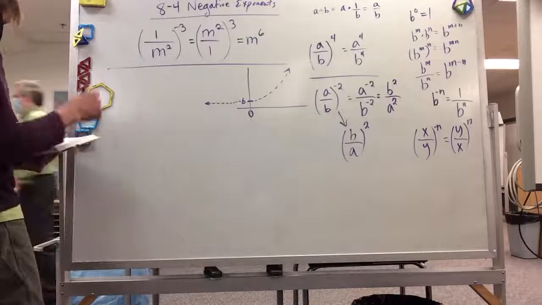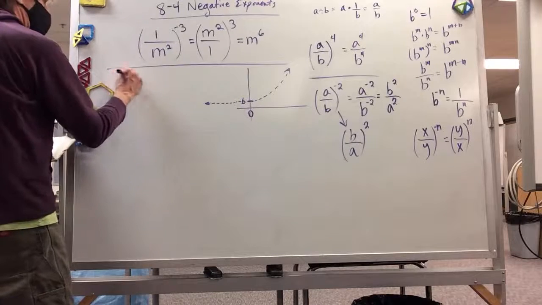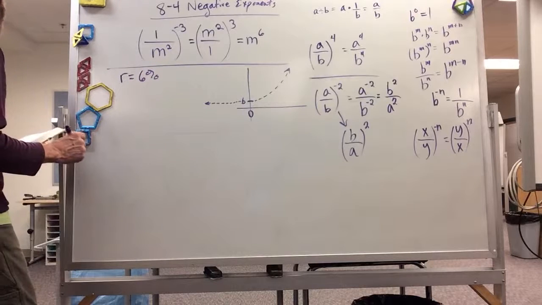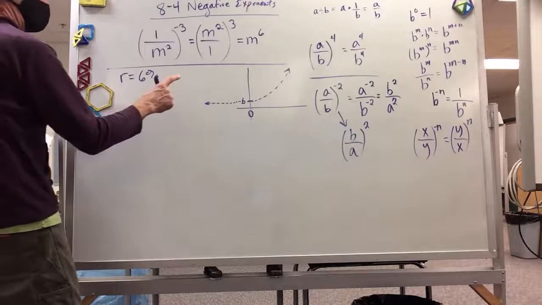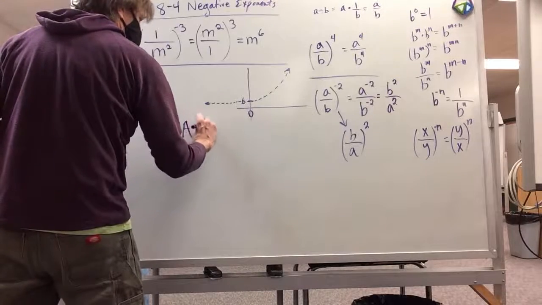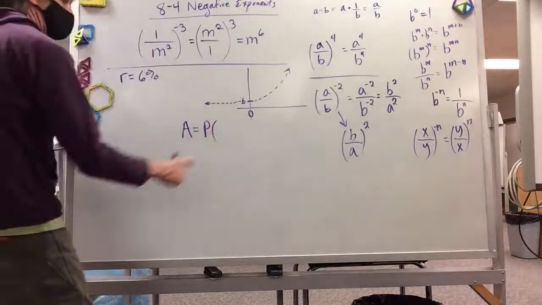So in this problem here, they say that the interest rate is 6%. The money that it's now worth, so remember the equation? A, P, what goes in parentheses?